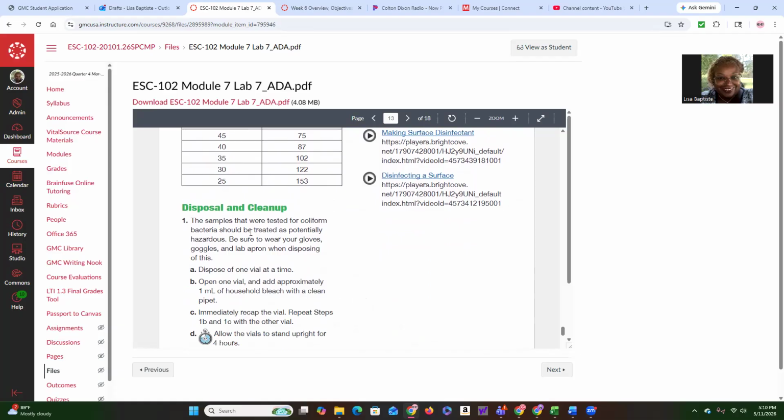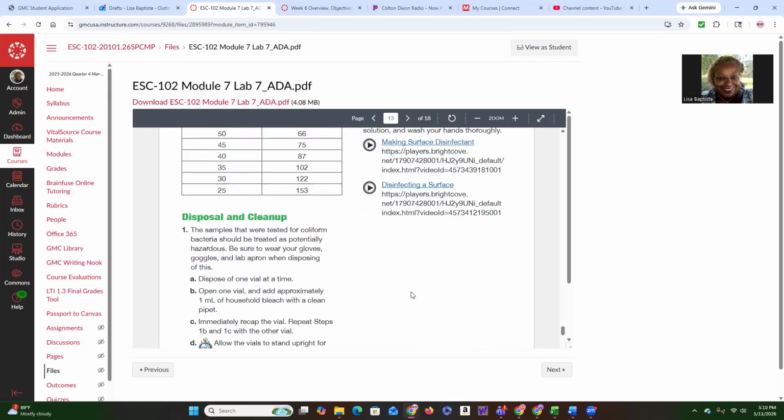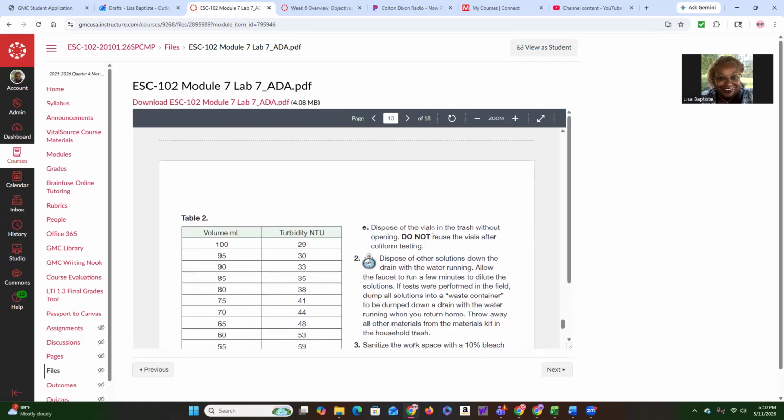The samples that were tested for coliform bacteria should be treated as potentially hazardous. Be sure to wear your gloves, goggles, and lab apron when disposing of these. Dispose of one vial at a time. Open one vial and add approximately 1 milliliter of household bleach with a clean pipette. Immediately recap the vial. Repeat steps 1B and 1C for the other vials. Allow the vials to stand upright for 4 hours, and then dispose of all vials in the trash without opening.